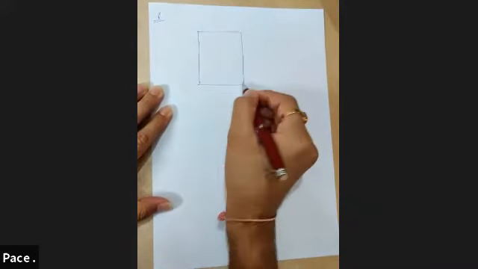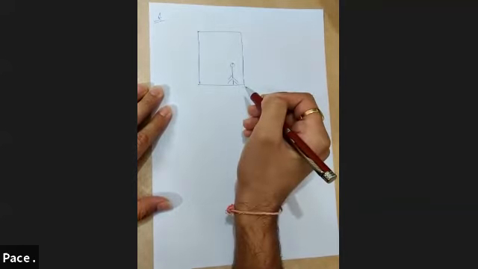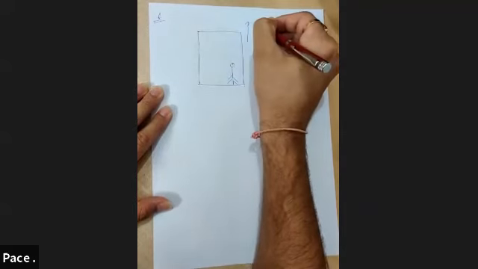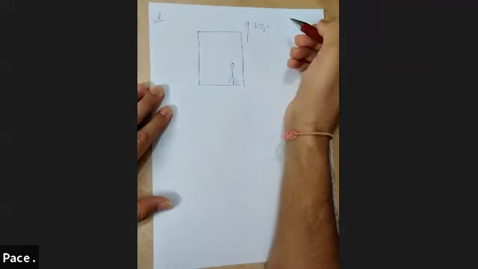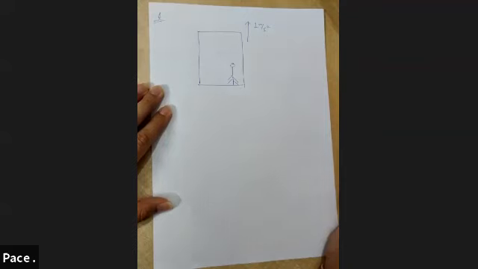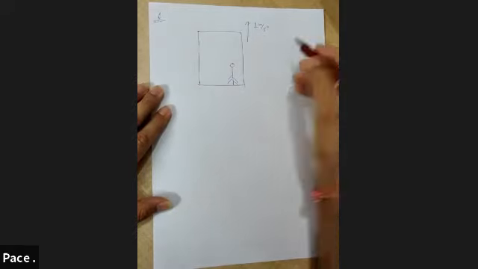Okay. Next one, based on relative motion. Next question is, an elevator in which a man is standing is moving upward with a constant acceleration of 1 meter per second square. This one is the elevator.